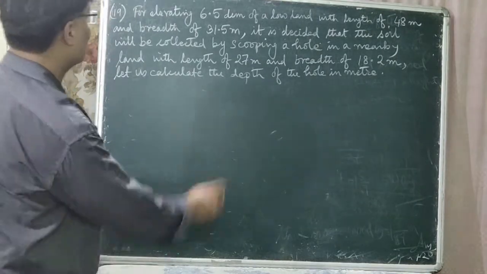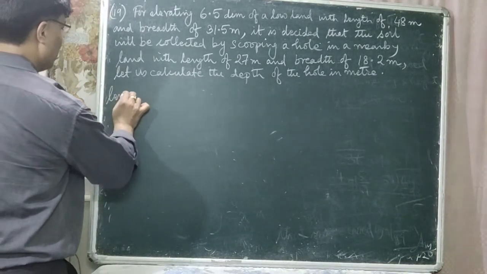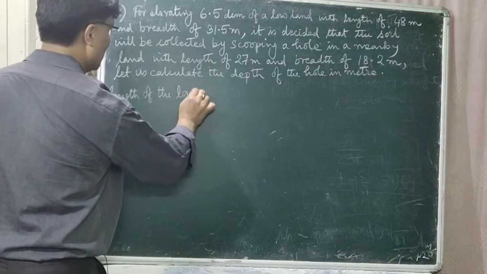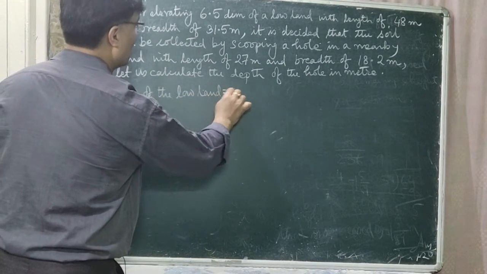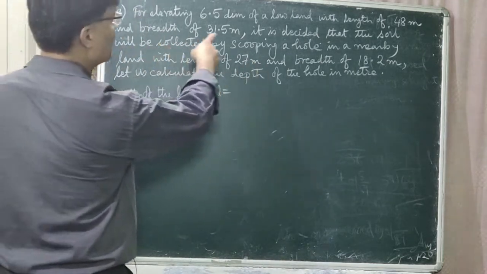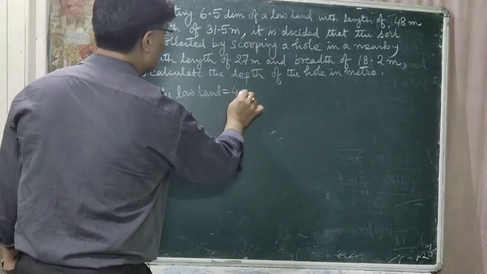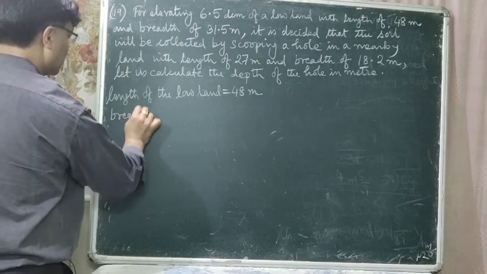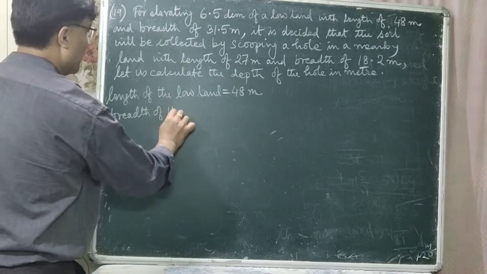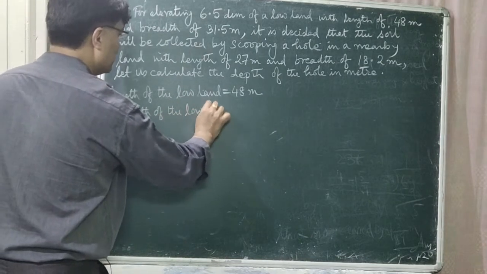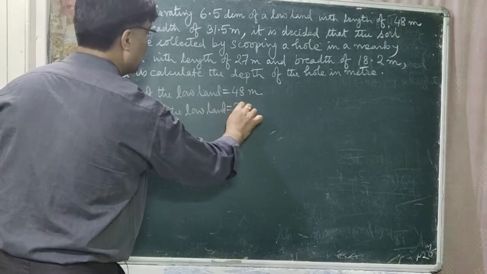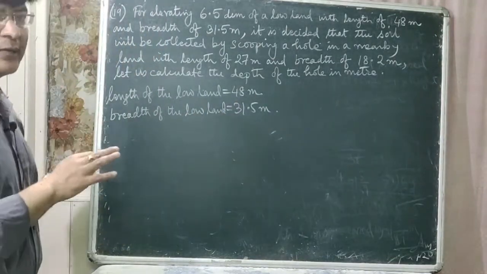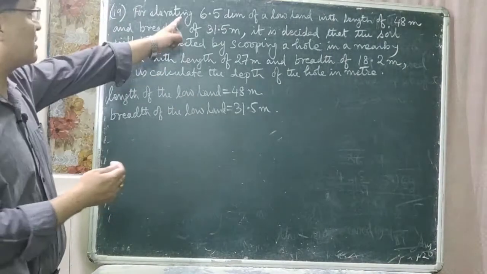त यसमा के गर्नुपर्छ? लेन्थ अफ द लो ल्यान्ड, what is the length of the lowland? Length of the lowland is equal to 48 meter. Now what is the breadth? Breadth of the lowland. What is the breadth of the lowland? That is 31.5 meter. अनि यो height of the lowland is increased by कति भन्दैछ?